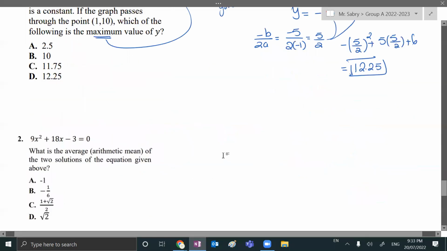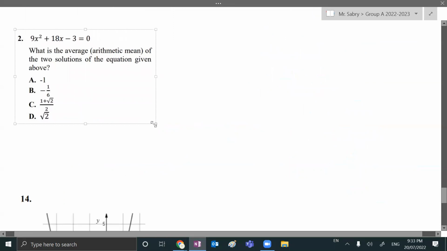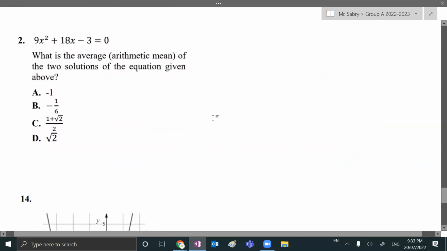Right, moving on. Number 2. You're asked to find the average, and we've solved the question just like this one. The average of the two solutions. First of all, you can tell that this is not 1, so I need to remove the 9, which means I'll divide the whole thing by 9. So I will have x squared plus 18 divided by 9, which is 2x, and then 3 over 9 as it is for the time being equals 0.